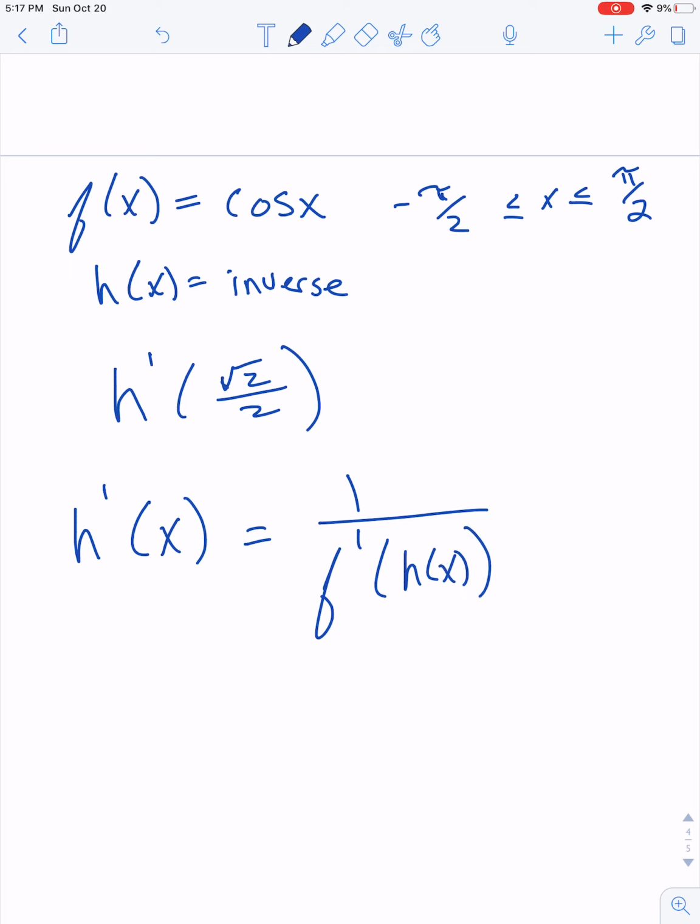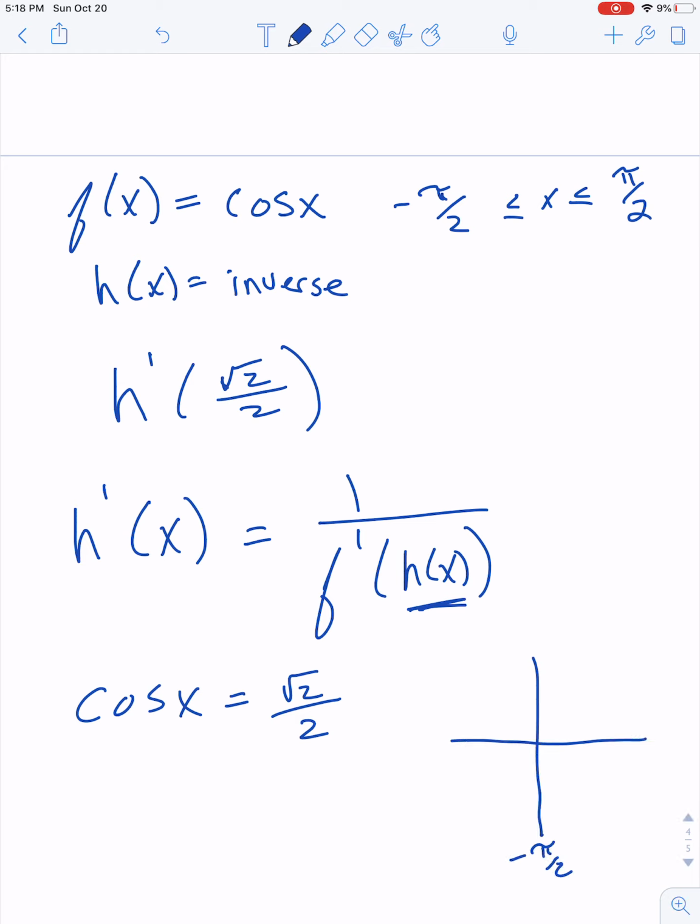So we need to know what h of x is. We know that f of x and h of x are inverses of one another. So I can evaluate when cosine of x is equal to square root of 2 over 2. And again, I want to evaluate this between negative pi over 2 and positive pi over 2. So I'm going to put cosine in, so cosine's positive in both of these quadrants.